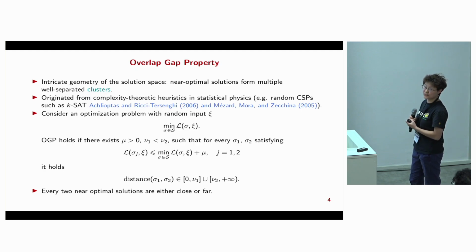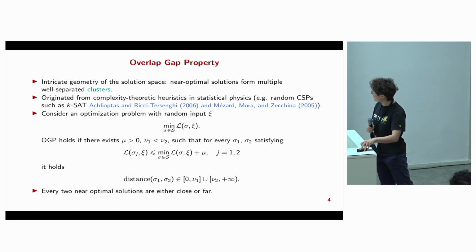Think of ξ as, for example, the random graph in the largest clique, or some Gaussian random matrices in spin glass problems. Okay? And then suppose your σ1 and σ2 are approximate optimal solutions. Then what OGP says is that the distance of σ1 and σ2 is either small or large. In other words, there's a gap between their distances, which in physics terms means that their overlap has a gap. So this is also where the name overlap gap property comes from. Essentially it just says that two near optimal solutions are either close or far.